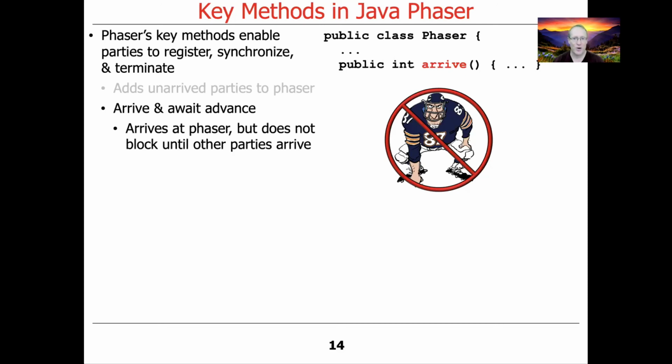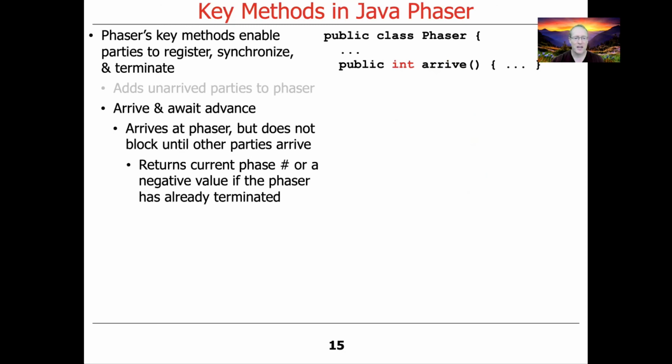It's like having a worker show up and say, I'm here to do framing. The rest of my crew isn't here yet, but I'm going to start working, and I'm going to count myself as having arrived. It returns the current phase number, or it returns a negative value if the phaser has already been terminated. So you can know that there's no sense in doing anything because you're done.